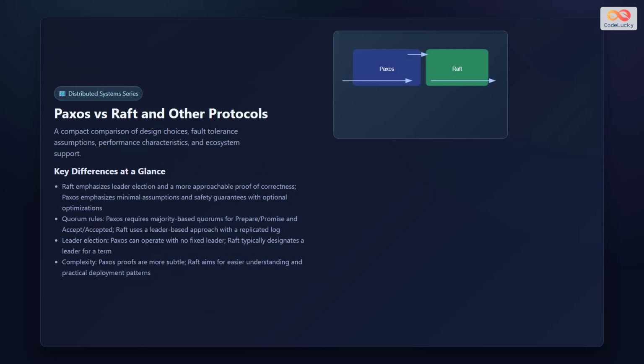How does Paxos compare to other consensus algorithms? Raft emphasizes leader election and a more intuitive proof of correctness. It uses a replicated log model that many developers find easier to understand than Paxos. Paxos, by contrast, requires fewer assumptions and allows more flexible leadership patterns. Both guarantee safety and liveness under similar fault models.